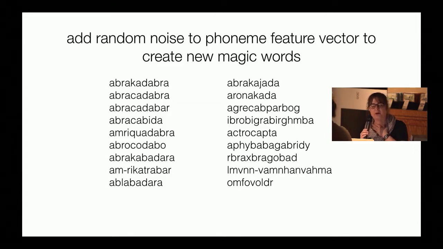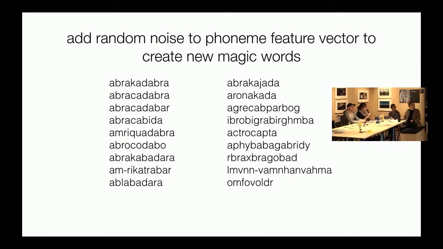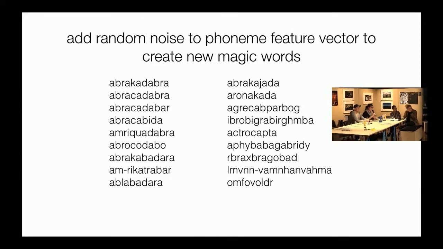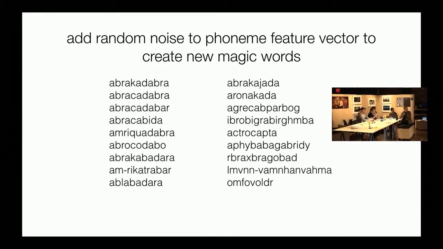abracabida, amricadabra, abracadobo, abracabadara, amricatrabar, ablabadara, abracahada, aronacada, agracabparbog, ibrabigra, Bigra Bergmba, Actro Capta, Afi Baba Gribidi, Erbrax Bragabad, Ulvam and Vam Hamnahavma, and Ofo Volder.